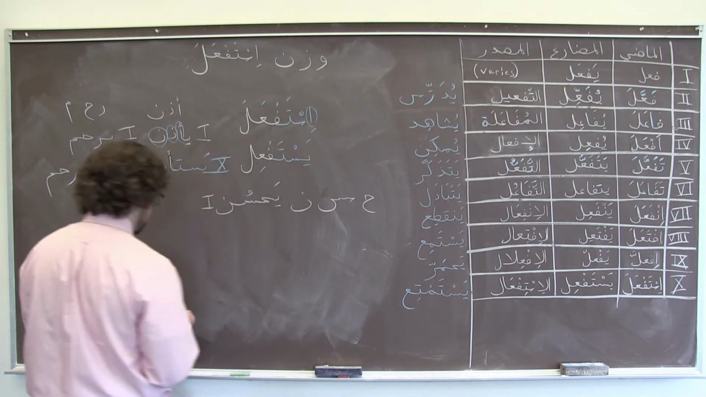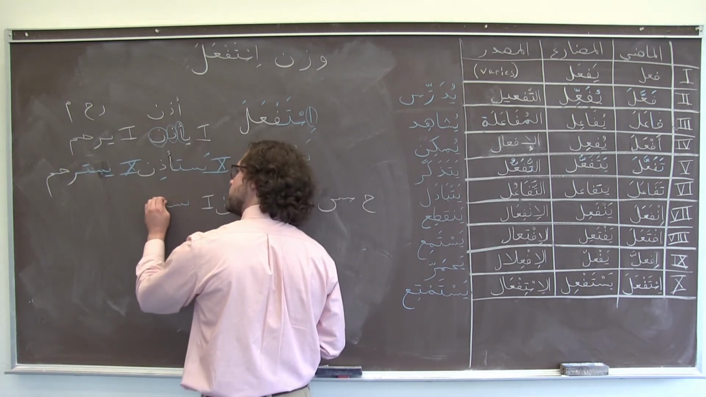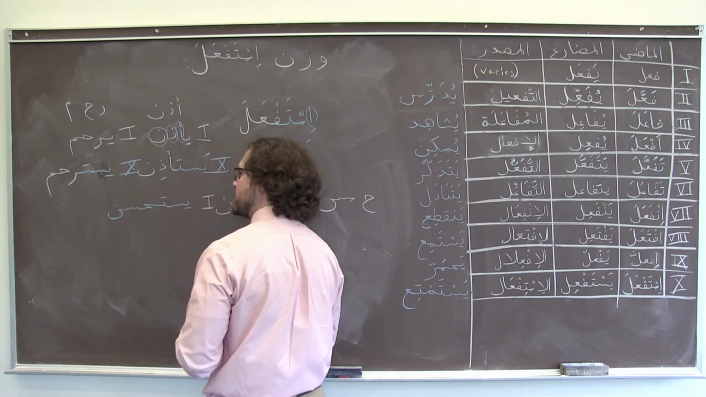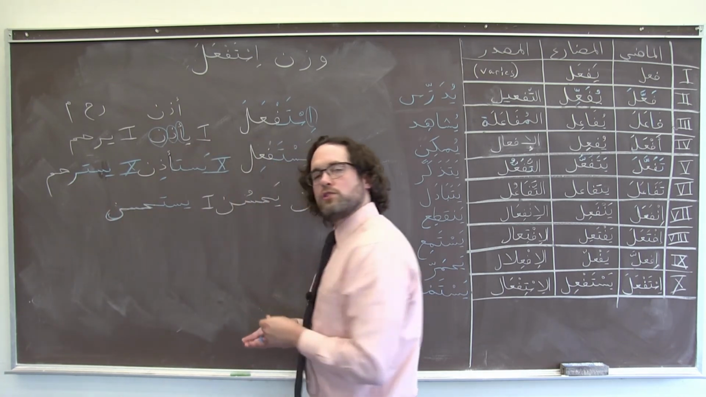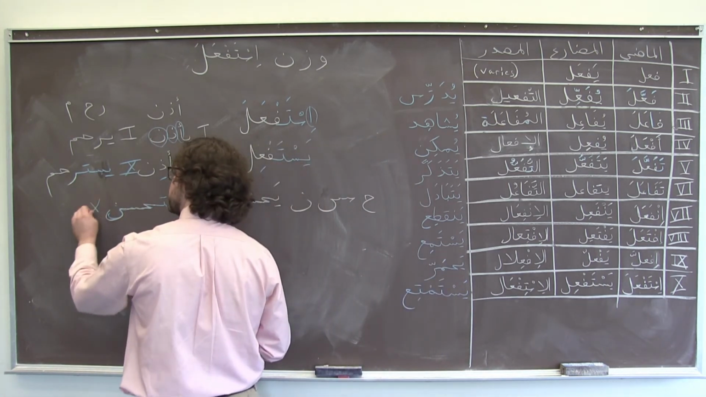If we put that into form 10, we wind up with the verb yastahsin, which means to admire, to find something to be beautiful.